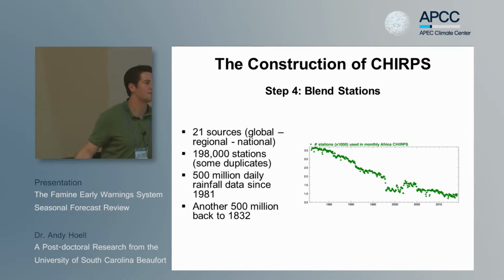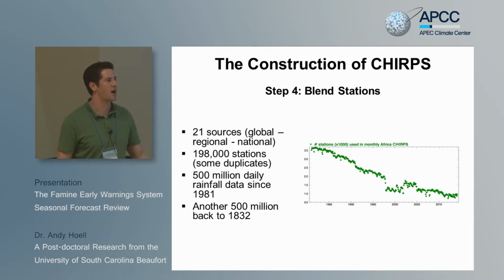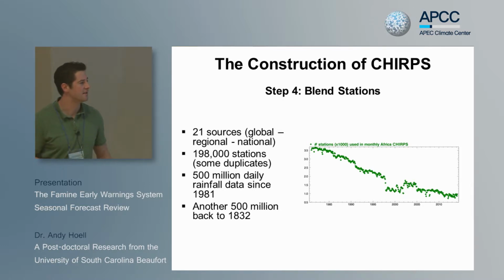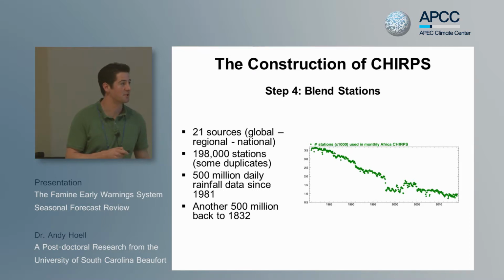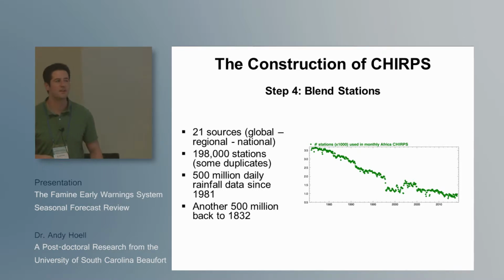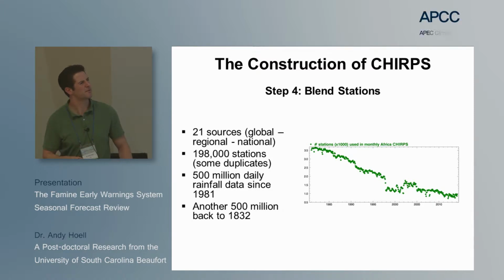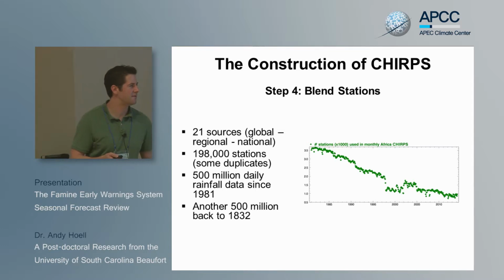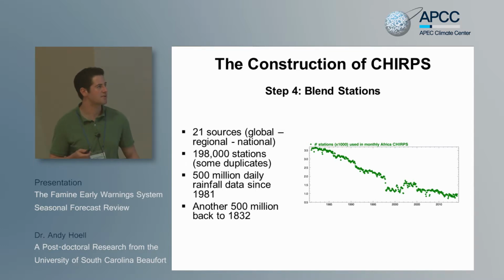And then finally, we have this infrared precipitation product, CHIRP, and then we blend in the stations here. So this is just the monthly precipitation stations over Africa. You can see back to 1981, there were a lot of stations available. And as we've come up to the recent period, things have dropped off with a linear trend, if you will. So there are 21 sources of these stations from global, regional, and national.